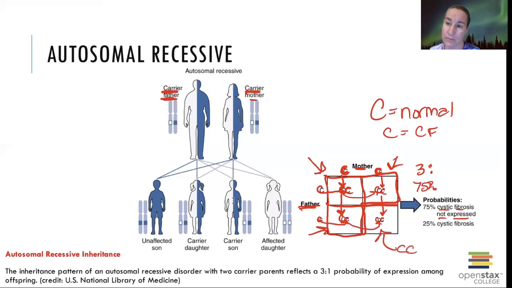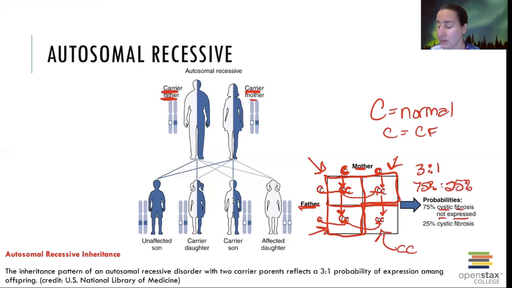This last one over here is two little c's. Both have the recessive gene, which means that that recessive gene will be expressed. If you are homozygous recessive, you are going to express whatever that gene is. And in this case, that gene is cystic fibrosis. So our ratio is 3 to 1, or 75% normal, and 25% are going to express cystic fibrosis.